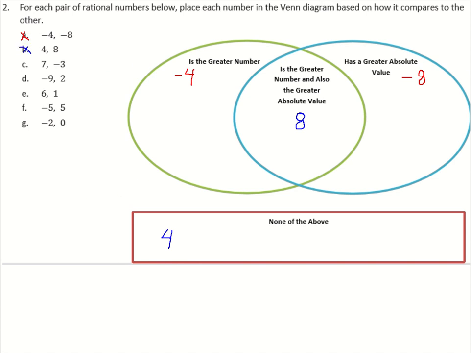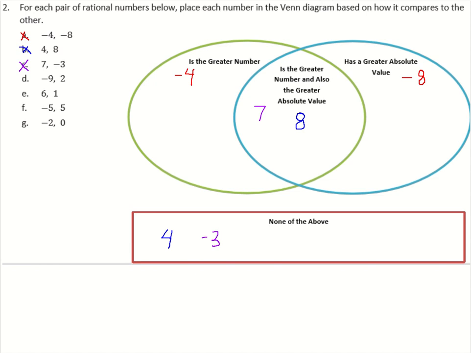There's B done, and let's head on and start part C with 7 and -3. Looking at these two numbers, which one's the greater number? Well, 7. 7's greater than -3. So 7's at least going to be in this green circle. But does 7 have the greater absolute value? If it does, it's going to have to go in this intersection. Well, absolute value of 7 is 7. The absolute value of -3 is 3. 7's still greater than 3, though. So that means that 7's going into this part, and -3 is going to have to go into the none of the above pile.